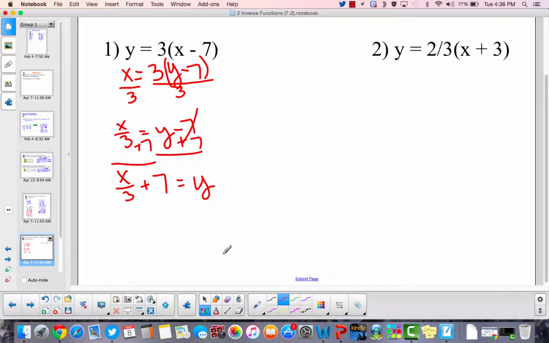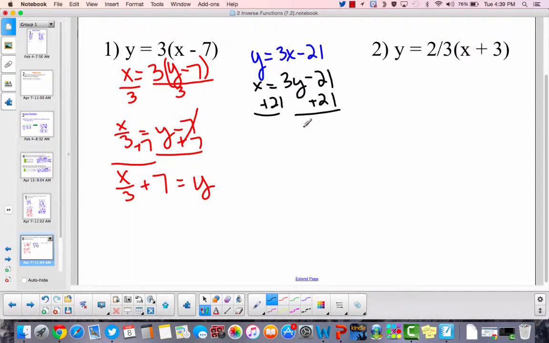Now what happens if I had done it the other way? Let's say I distributed the y through. And so I had distributed the 3 through. Then I flip the x and the y's. So x equals 3y minus 21. Add the 21 to both sides. And I get 3y equals x plus 21. If I divide both sides by 3, I get x plus 21 over 3 equals y.